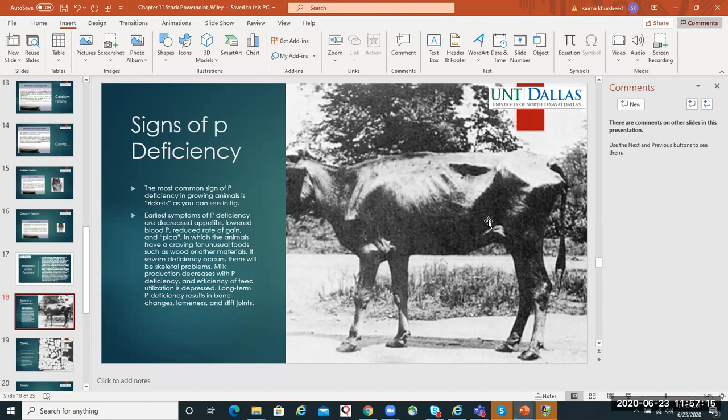As the deficiency progresses, the appetite fails and growth is retarded. Deficient animals, as you can see here in the figure, often have a depraved appetite and may chew on wood or other inappropriate objects.